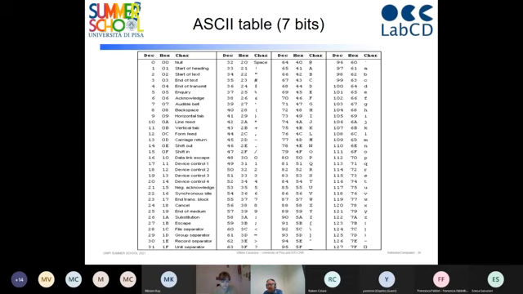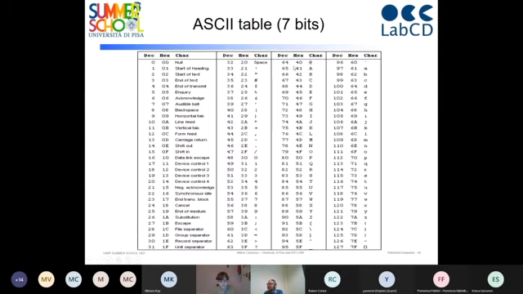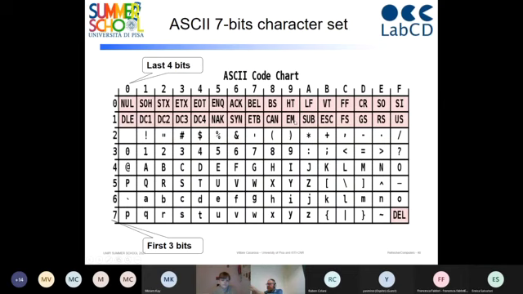This is the same table in hexadecimal. Now you see how compact it is and how you read it. Those are the first 3 bits of the hexadecimal, those are the last 4 bits. So for example, the capital A in hexadecimal is 4-1, and if I go back, I can easily check that the capital A is 41 in hexadecimal. But you see how much more compact it is to represent this table in hexadecimal rather than in decimal. That is why it's used.